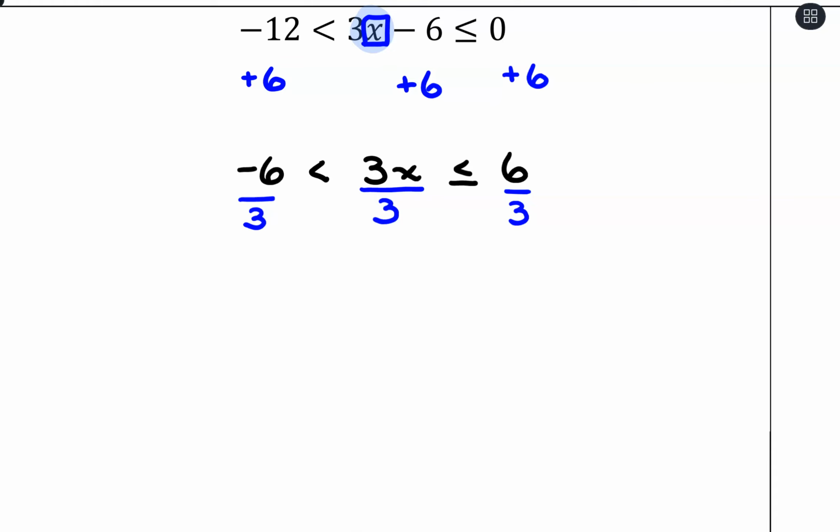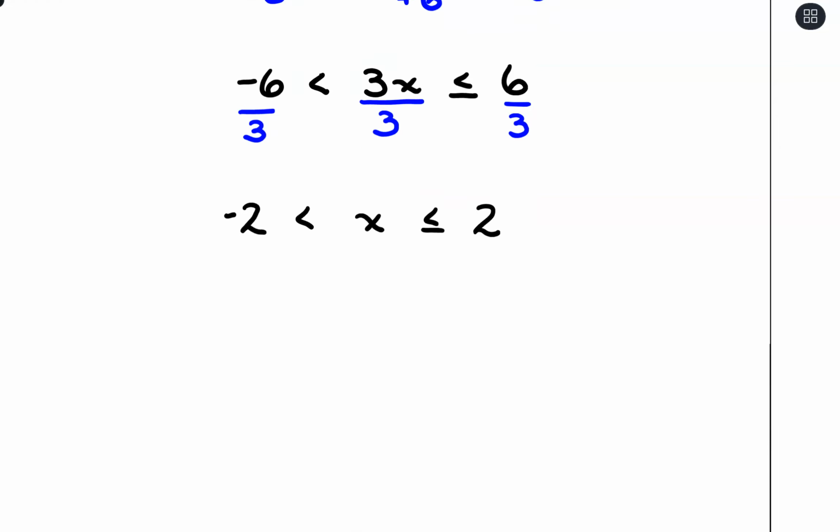If I was dividing by a negative here, all of the signs would flip. So all symbols would change direction. But that's not the case here. So we'll just have negative 2 is less than x is less than or equal to positive 2.